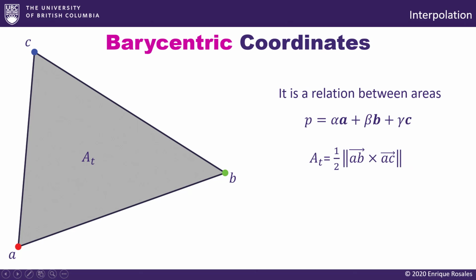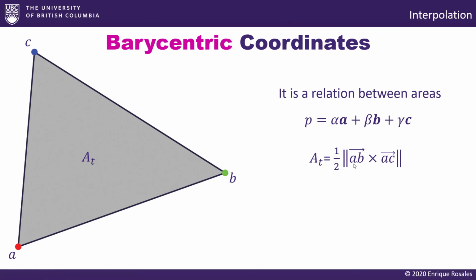So basically, the barycentric coordinates, the geometric intuition behind this is that it's just a relation between areas. So we will compute different areas. So the first area that we need to compute is AT, which is basically the entire area of the triangle. Okay, so AT, you already probably remember this.